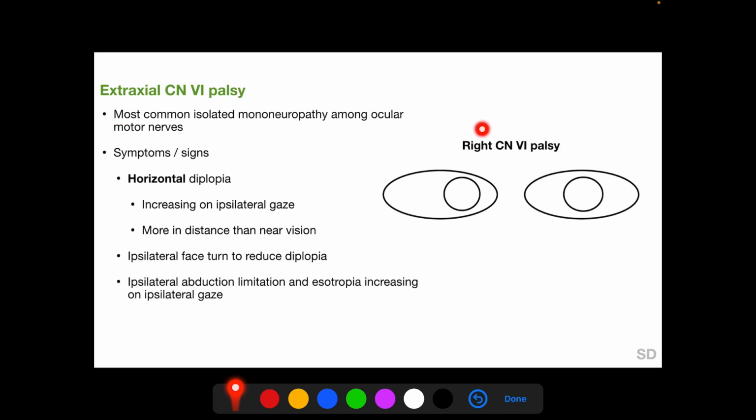So in a right-sided sixth cranial nerve palsy, the right lateral rectus muscle is weak, and when the patient attempts to look towards the right side, there will be limited abduction of the right eye, whereas the adduction of the left eye will be normal.